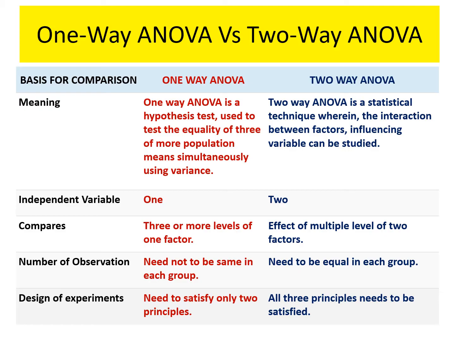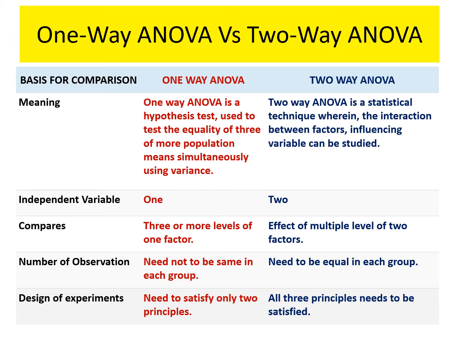And so take note of that. If there are two factors, you need to have an equal number of groupings in each group if you are going to have two factors to be tested in two-way ANOVA. And then we have the experimental design. For one-way ANOVA, it needs to satisfy only two principles. So the two principles we satisfied in the design experiments, no?